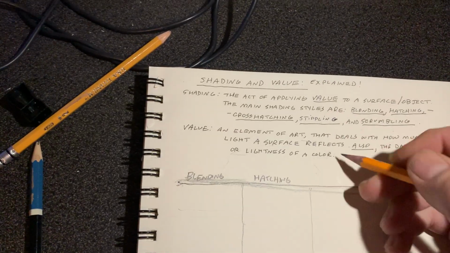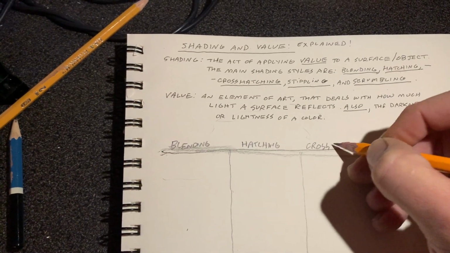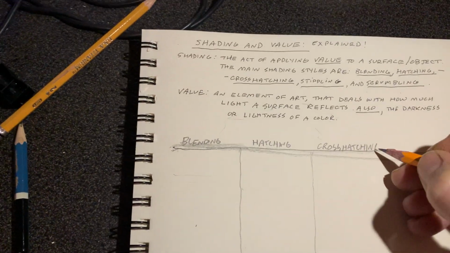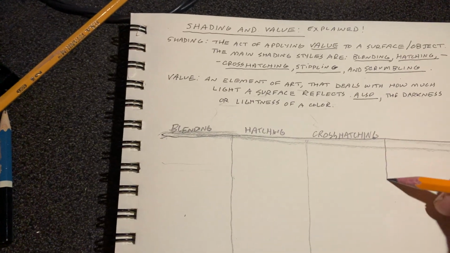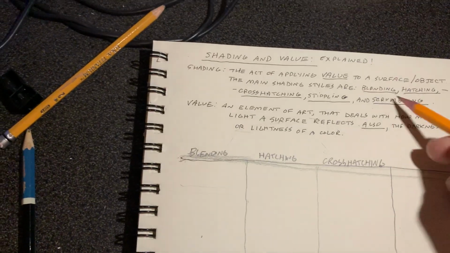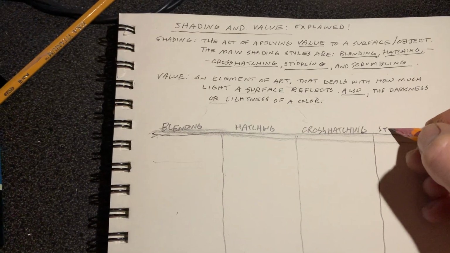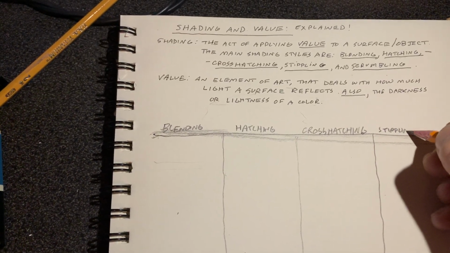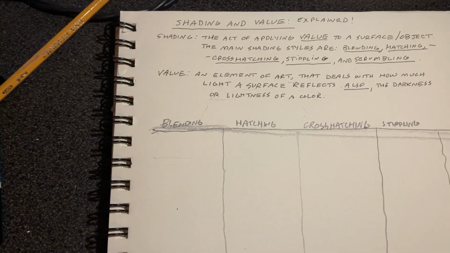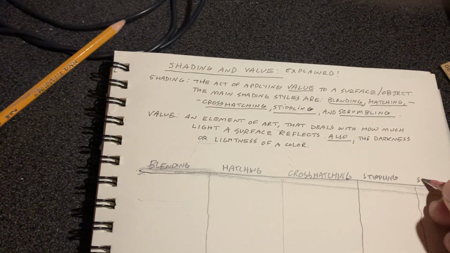Our next shading style is cross-hatching. So we're going to write cross-hatching. Oop, my G's aren't doing too well. And just draw you a line down to the bottom. And we got a little more space here, so the next one will be stippling. So go ahead and write stippling. Okay, and then just draw us a line. Then we got a little bit of space here for our last one, and this one will be scumbling.